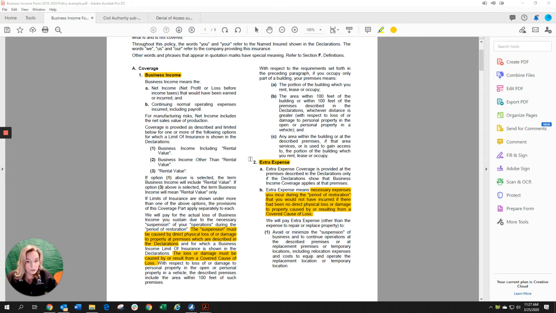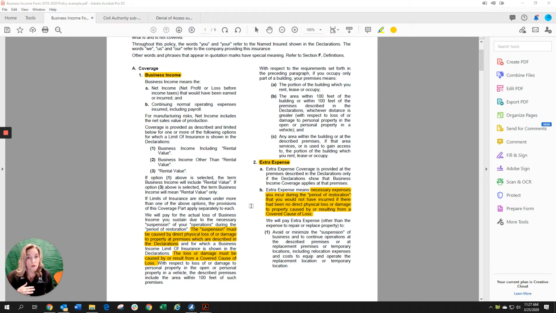The second part of coverage is extra expense, and I want to highlight that to explain that it's an additional coverage for extra expenses you would have during your period of restoration that you would not have incurred had there been no direct physical loss or damage to property caused by that covered cause of loss. So let me give you a real life example. You're a restaurant. I'm a restaurant. I have a fire at my location and I cannot open. So effective tomorrow, I have no customers coming in.